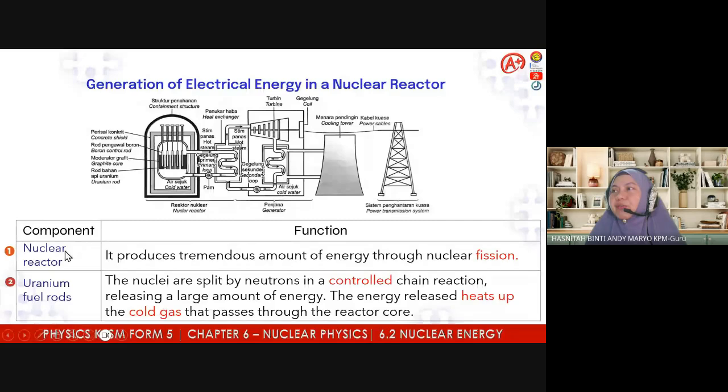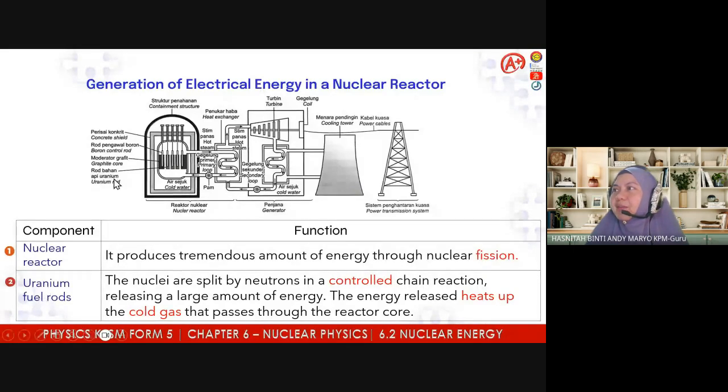The first one is the reactor itself. What is the function of this reactor? To produce a large amount of energy from a process called nuclear fission. So if they ask you what process occurs inside a nuclear reactor, the answer is nuclear fission.